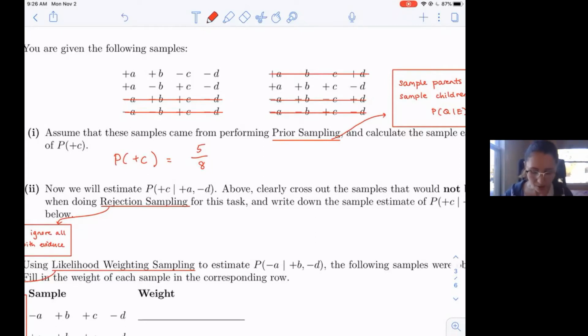And now to actually compute P of plus C given plus A and minus D, we're going to follow a really simple counting procedure just like we did before, where of these 3 samples that are left, we're going to count how many of them contain a plus C. In this case, we have 2 samples that contain plus C, and divide that by the total number that we have here.